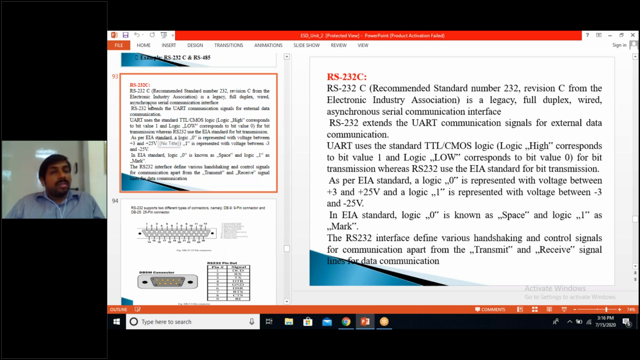So RS-232 is a standard. As per the EIA standard, a logic 0 can use a voltage between plus 3 volts to plus 25 volts, and a logic 1 is represented with minus 3 to minus 25 volts. So any voltage lying between minus 3 to minus 25 volts is treated as logic 1, and plus 3 to plus 25 is treated as logic 0. Another terminology is logic 0 is called a space, logic 1 is called a mark. This communication occurs by various handshaking and control signals between transmitter and receiver for data communication.